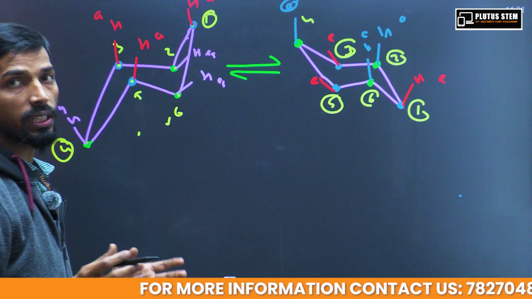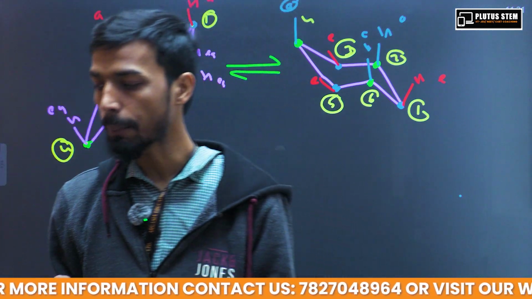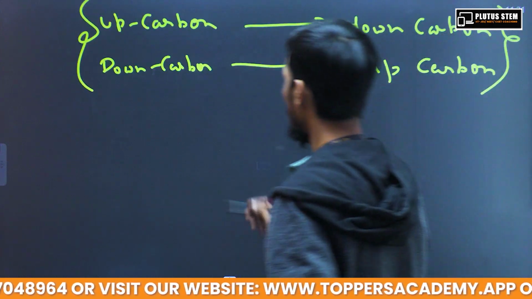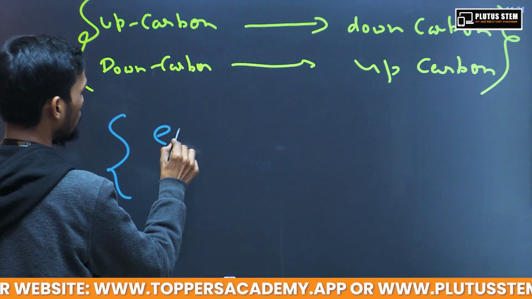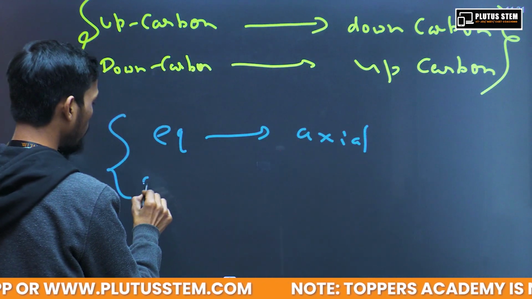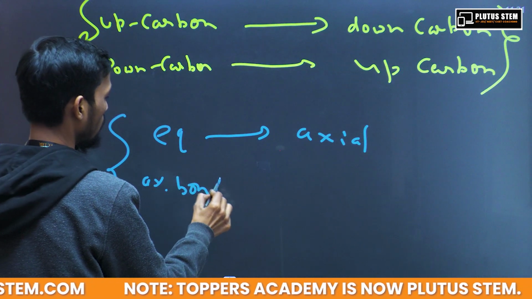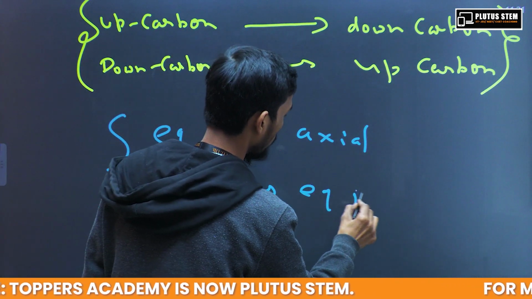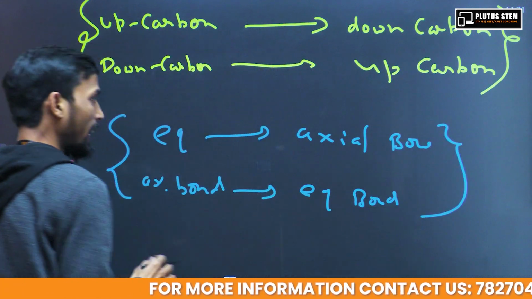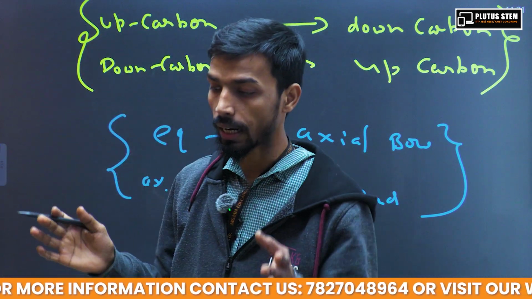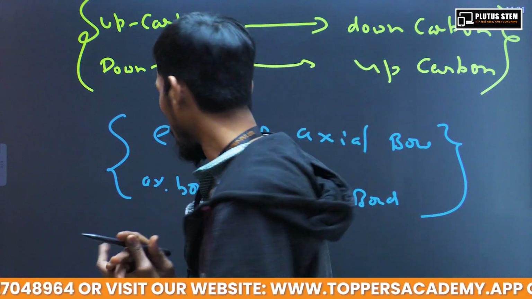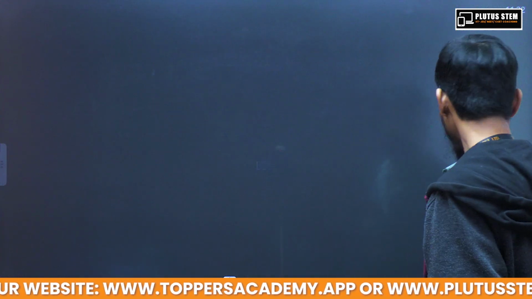So equatorial position is converting into axial, and axial position is converting into equatorial position. So another conversion is that equatorial converted into axial, and axial bond converted into equatorial bond. So the second thing which is happening over here is that equatorial is converting into axial, and axial is converting into equatorial, and the thing which is remaining same, you can visualize over here.